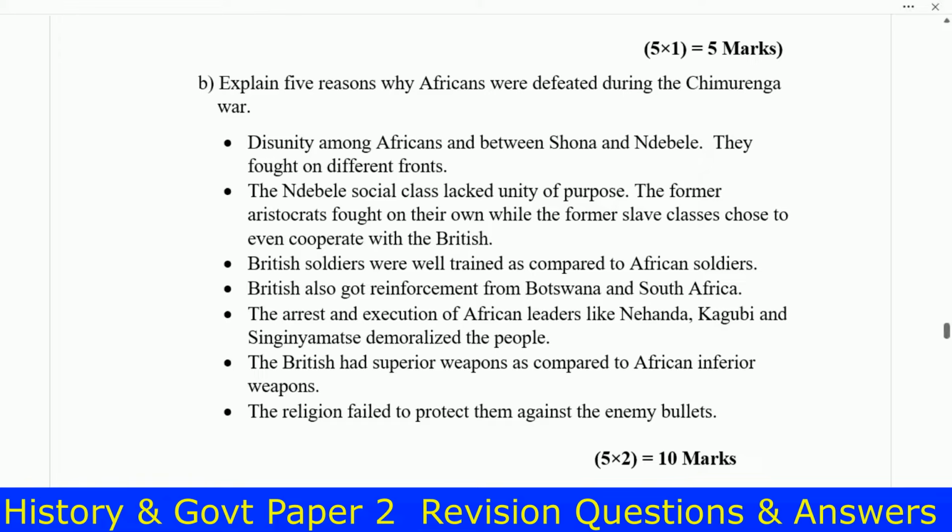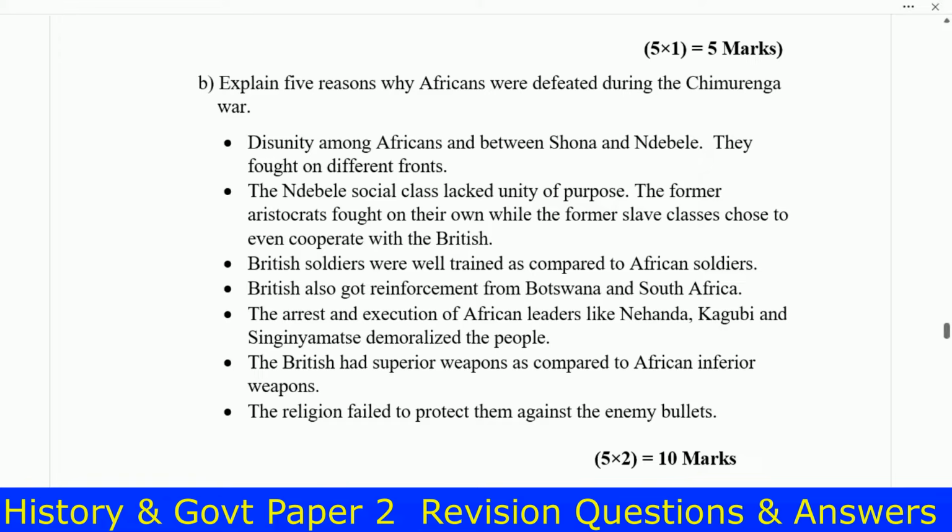Number 2, the Ndebele social classes lacked unity of purpose. The former aristocrats fought on their own, while the former slave classes chose to even cooperate with the British. Number 3, British soldiers were well trained as compared to African soldiers. Next, the British also got reinforcement from Botswana and South Africa.